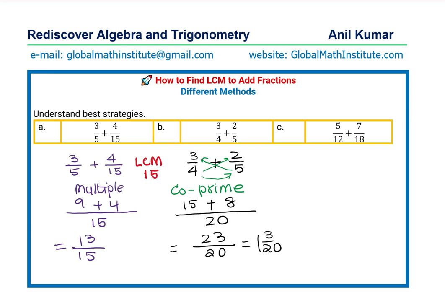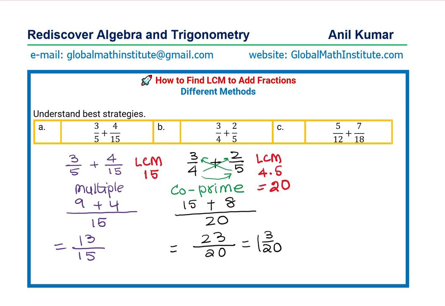So that is how we are going to add these two fractions. So the lowest common multiple was the product of 4 and 5, correct? So LCM was 4 times 5. So this dot is not a decimal point, but a multiplication sign, 20. Now let us do part C.